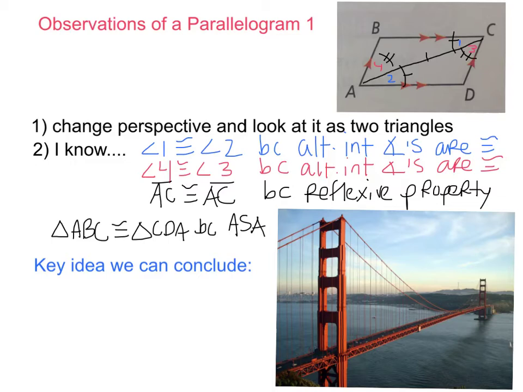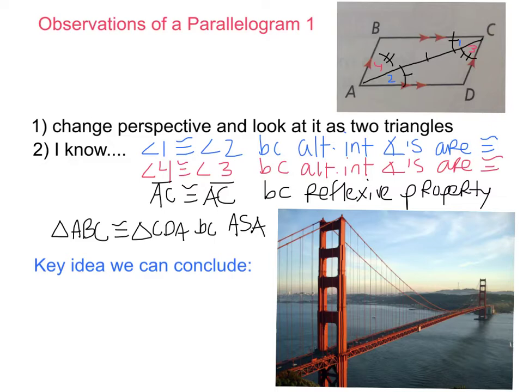Okay, so let's backtrack. We started by looking at a parallelogram, and we want to make some observations about it, but we decided to figure that out by looking at two different triangles. What we found out is that two congruent triangles make up one parallelogram. Now, if you remember, if two triangles are congruent, then all their corresponding parts are congruent also. So I'm going to change colors here. I'm going to go to green.